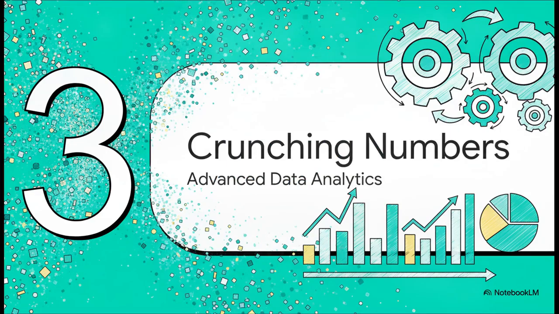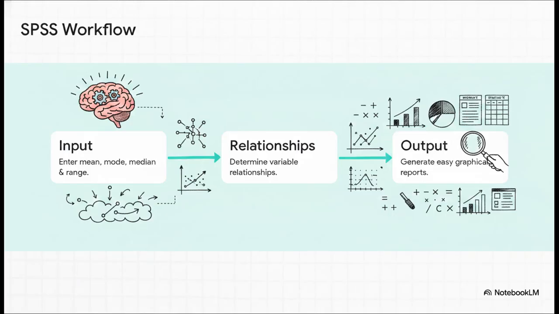All right, Section 3, Crunching the Numbers, Advanced Data Analytics. So, you've gone out and collected thousands of survey responses. What exactly do you do with all that raw data? Well, it's time to fire up the analytics engines of our toolkit. For a lot of folks in business and the social sciences, SPSS is the absolute go-to. It stands for Statistical Package for the Social Sciences. What makes SPSS so fantastic is that it takes incredibly complex mathematical tests, things like ANOVA, factor analysis, and regression models, and makes them accessible.